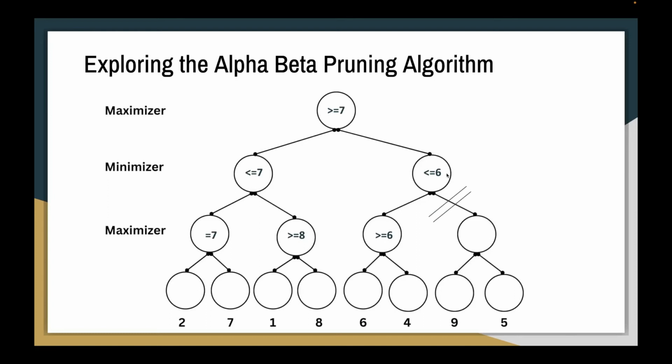On the other nodes evaluation, it is not necessary because already the maximizer has the value 7, and if it chooses this path, then the value will come as 6. So for the given set of static values, some branches will be pruned without losing the accuracy.